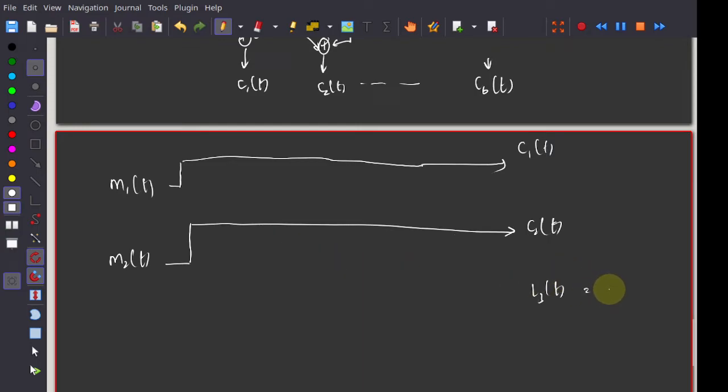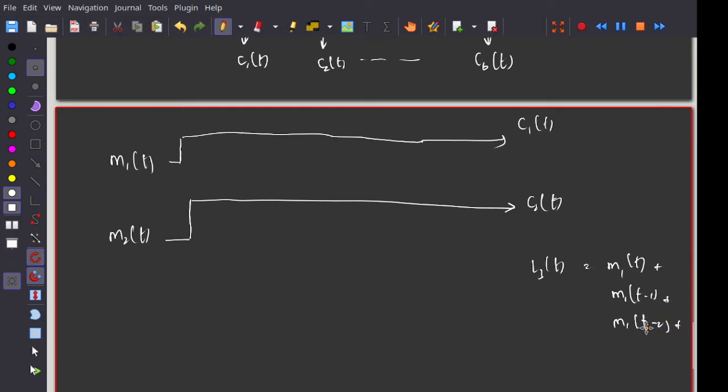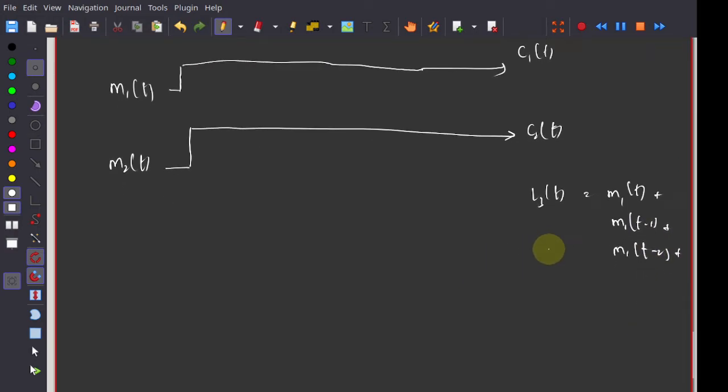Let us say C3 of t is M1 of t plus M1 of t minus 1 plus M1 of t minus 2 plus M2 of t plus M2 of t minus 1. Okay.